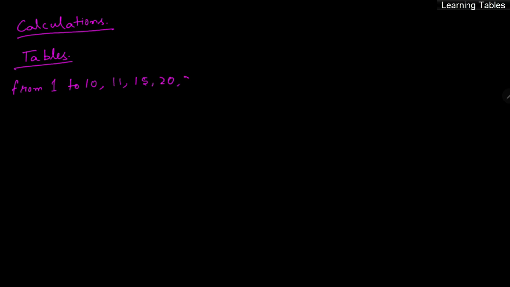The very first thing that you need to do to improve upon your calculations is to learn tables. Now, in tables also identify the category of easy numbers, difficult numbers, very difficult numbers, and so on. Let's do it one by one. First of all, tables from 1 to 10, then 11, 15, 20 and 25.